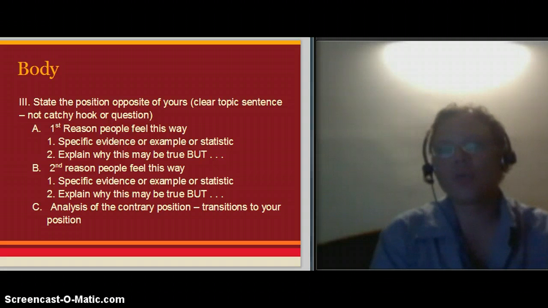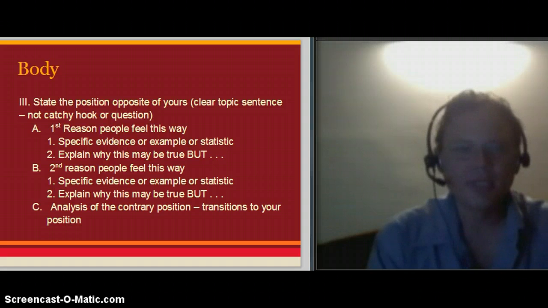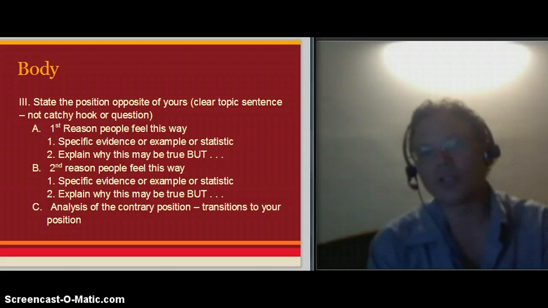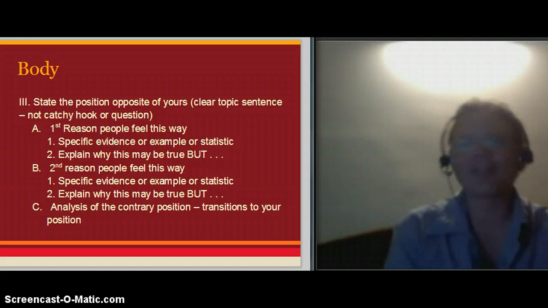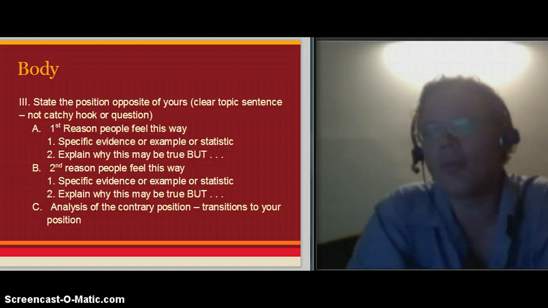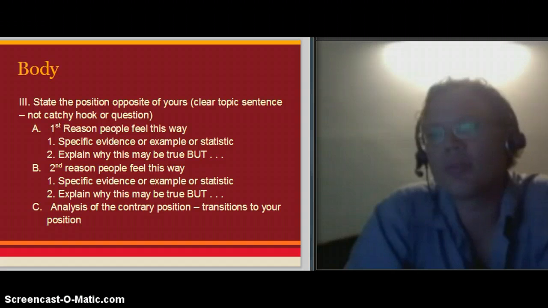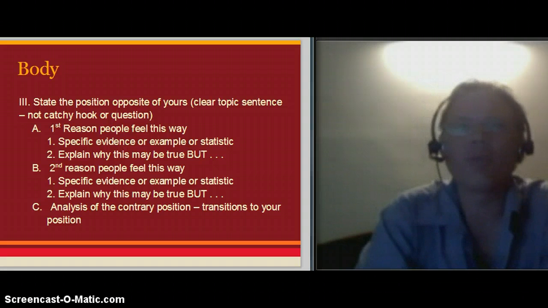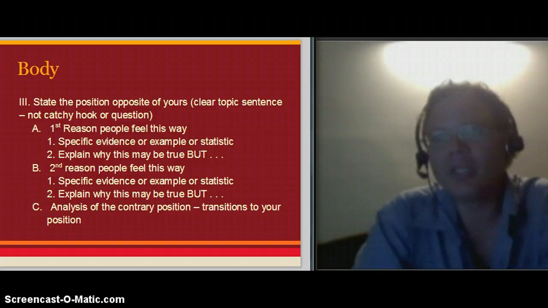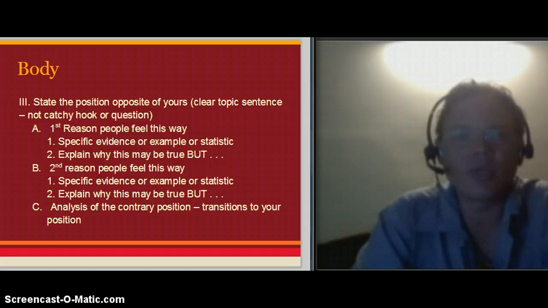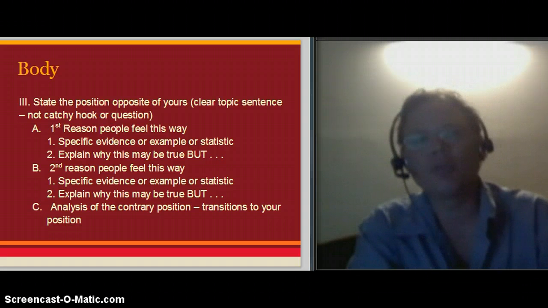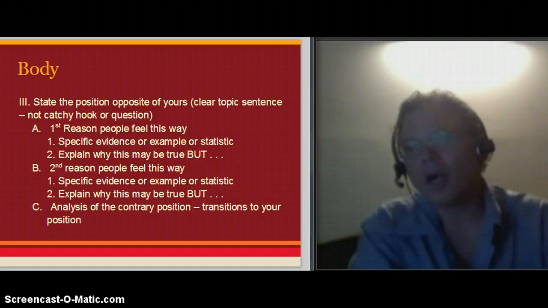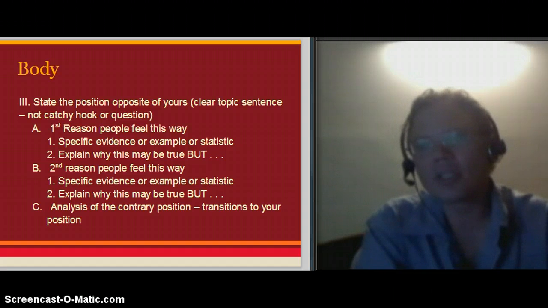Okay, so the first thing we're going to do is state the position of the opposite side. It's easier to state the opposite side's position first, because you want the reader to be reading your position later, so it's fresher in his mind as he's making a decision about which way to go. So state the opposite position of yours, and then go into an explanation of why. What are the reasons why people feel this way about it? Give specific evidence or examples or statistics that these people use to support their view. And explain like this.